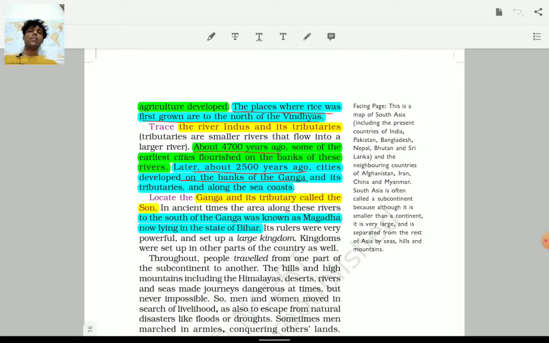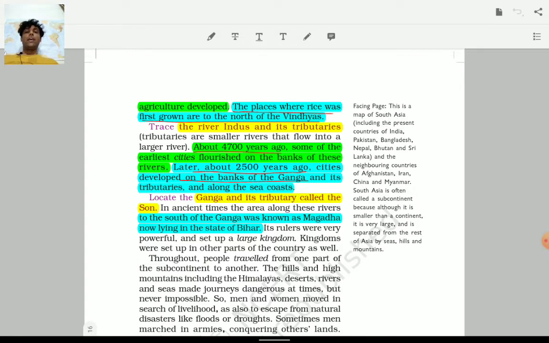So keep this in your mind: what is happening, and where is it happening. These places become important facts. The places where rice was first grown are north of the Vindhya. We just looked at the Vindhya Hills, so rice was first grown in this part, north of the Vindhya.